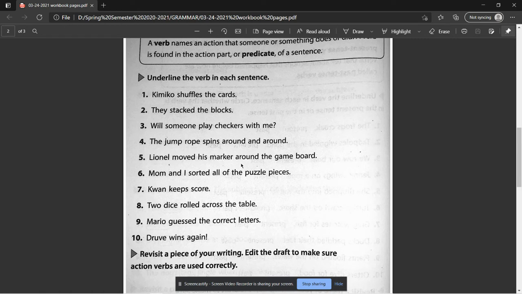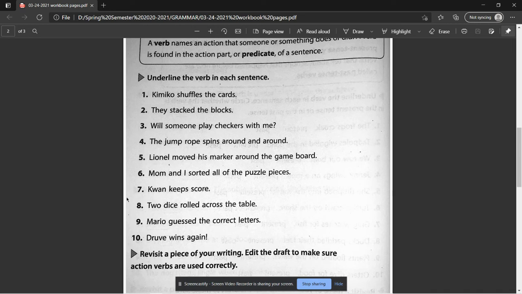Number 6, Mom and I sorted all of the puzzle pieces. Try to do this on your own. Number 7, Kwan keeps score. Where is my verb? Do this one as well on your own.